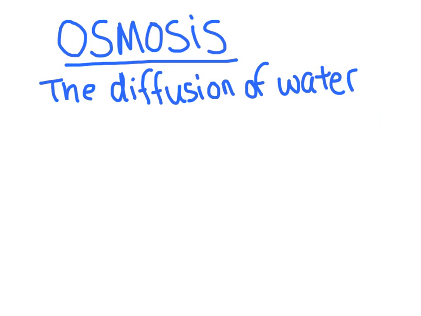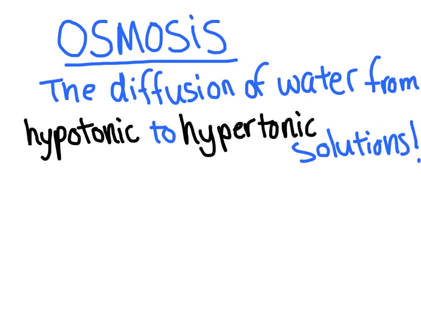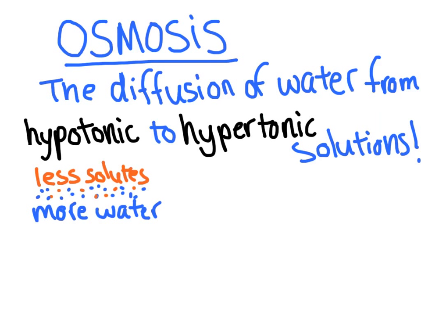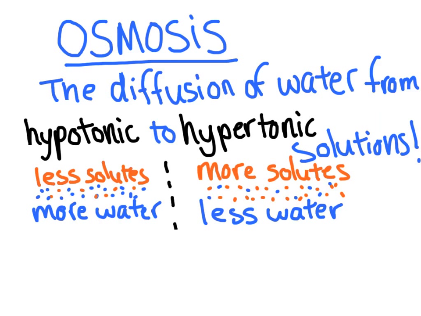So let's add to our definition. Osmosis is the diffusion of water from hypotonic to hypertonic solutions. This is because in the hypotonic solution, though there are fewer solutes, there's more water. Meanwhile, in the hypertonic solution, there are more solutes, and so there's less room for water. So the water, just like any molecule, will move down its concentration gradient from the area where it's more concentrated to the area where it is less, even though the solutes could be doing just the opposite.